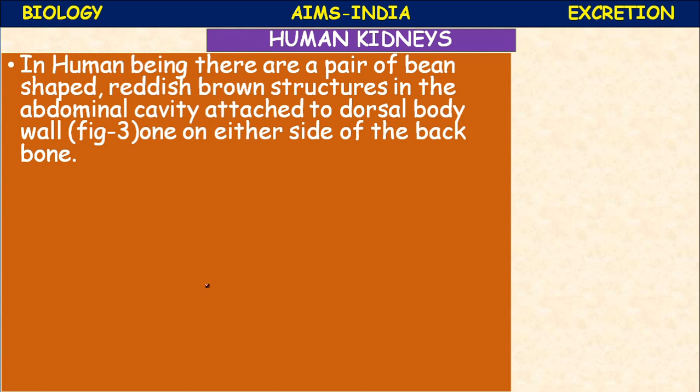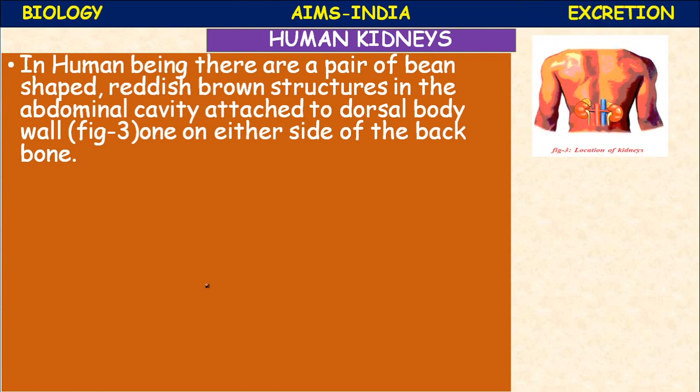one on either side of the backbone. This is the exact position where the kidneys are located. In the abdominal cavity attached to the dorsal body wall, one on either side of the backbone. See the location of kidney. So this is the dorsal side of the body, dorsal body wall. They are attached exactly on either side of the backbone in the abdominal cavity.